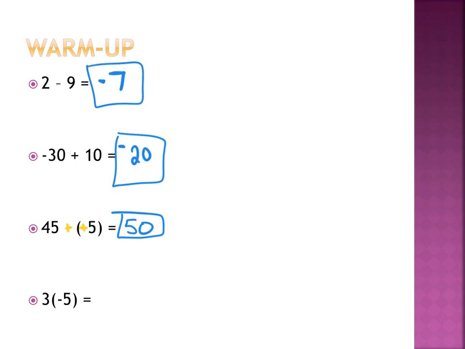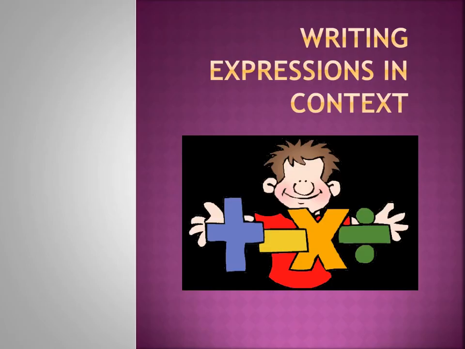All right. And then the last one here, what operation is going on with the last one? Is there an addition sign? No. Is there a subtraction sign? So it's multiplication. Good. 3 times 5 is 15, but when they are opposite signs, one positive, one negative, it is negative 15. All right. Do we have any questions on that warm-up? Anybody get those all correct? Good.